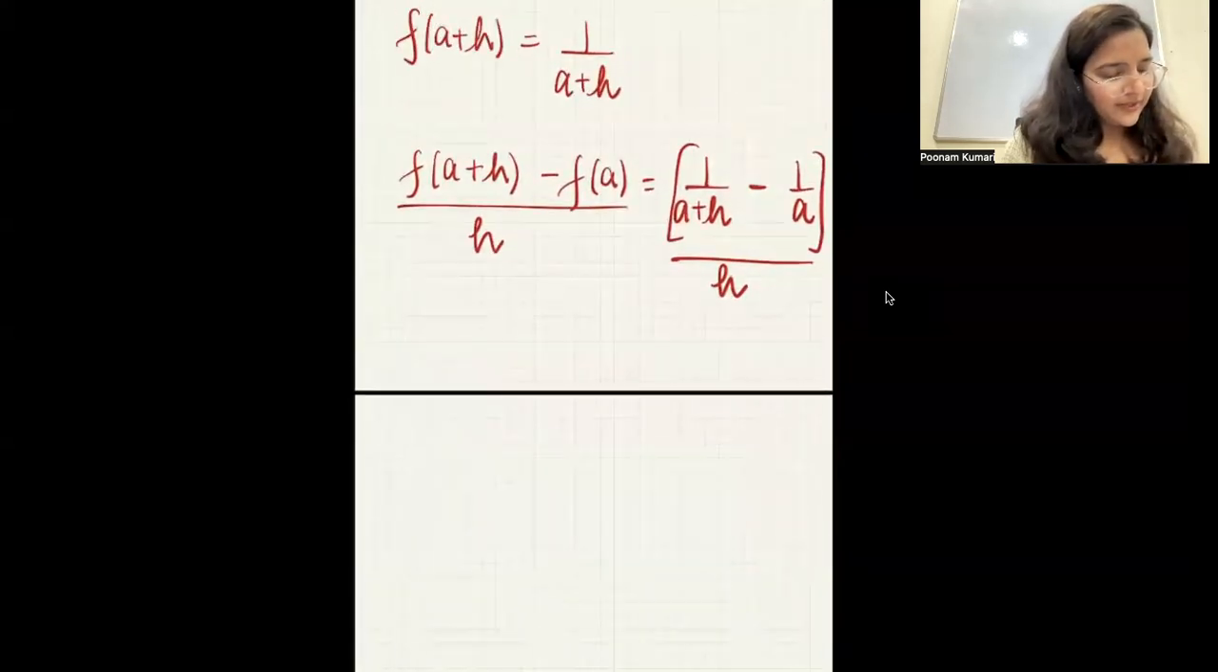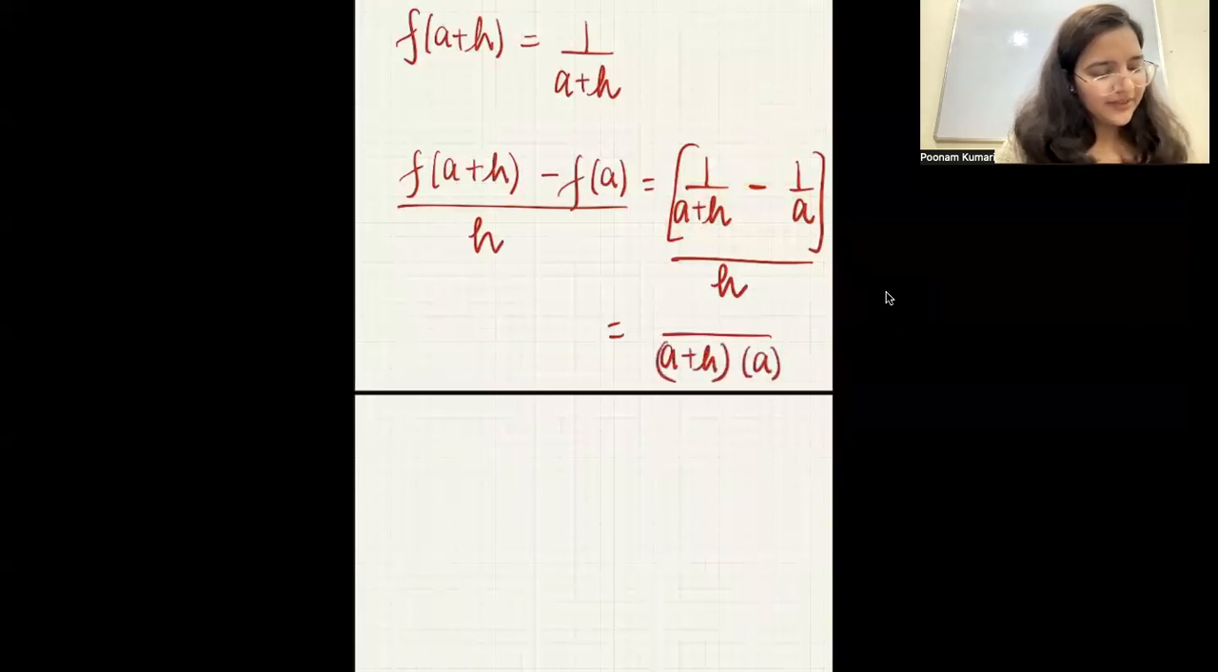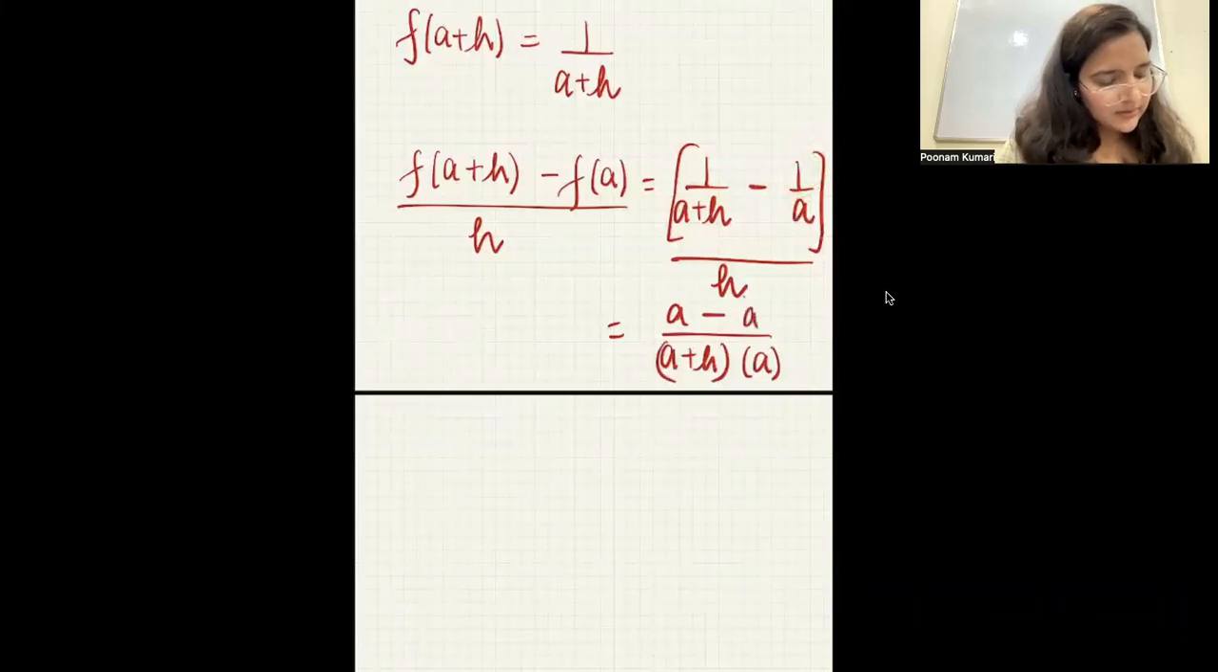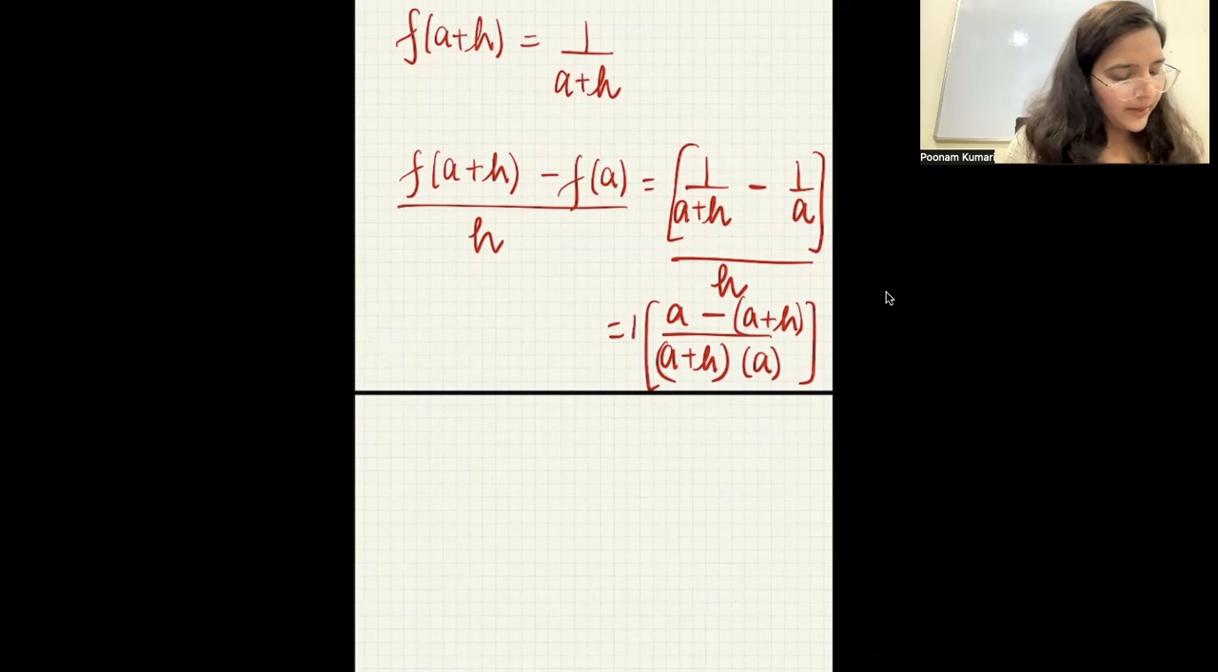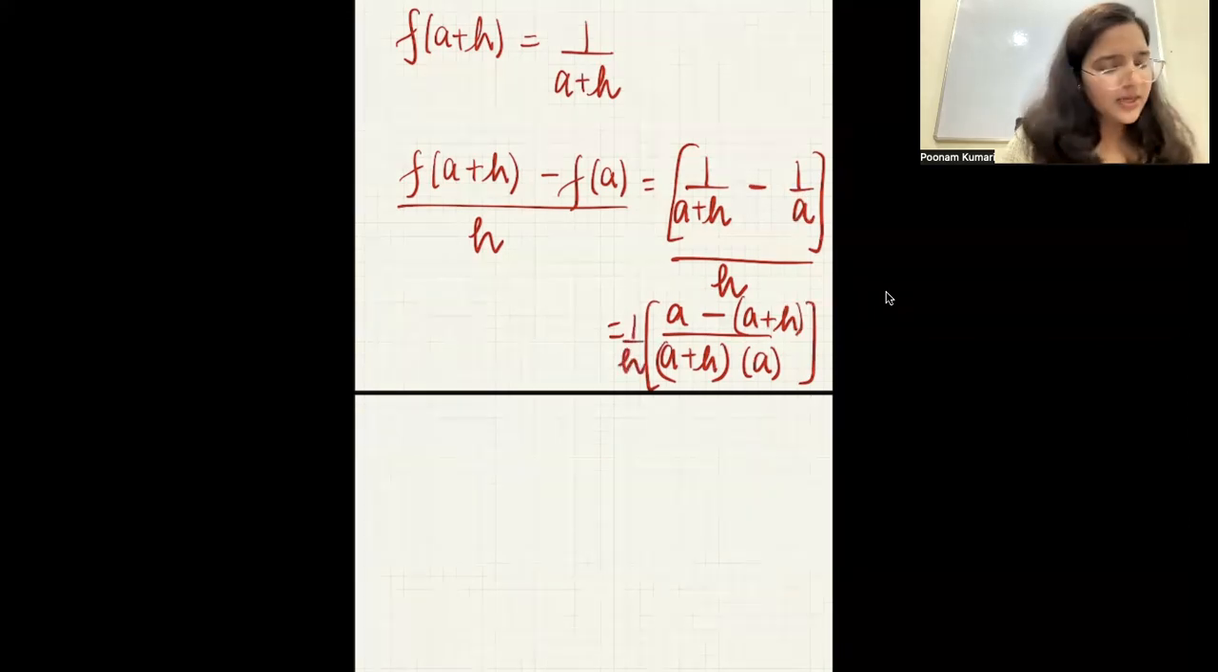Okay, this is done. Then what do I have to do? Now let's simplify it a little. So we take an LCM. LCM would be a plus h multiplied by a. So what did the LCM become? A plus h multiplied by a, right? So then what will come here? We will have a, and then minus, what will come here, a plus h, right? So this was your numerator, and then in the denominator we have h, so we can write that as 1 by h this way, okay?